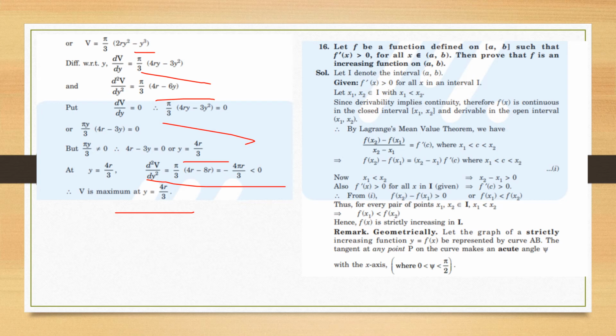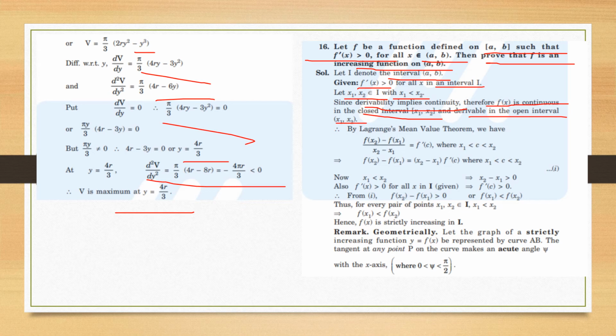Let f be a function defined on AB such that the first derivative is 0 for all x belonging to AB, then prove that f is an increasing function on AB. This question can be done by using LMVT. Let your interval AB be denoted by I. For x1, x2 belonging to I with x1 less than x2, the point x1 is smaller than x2. Derivability implies continuity, meaning if the function is differentiable, it is continuous. So f(x) is continuous in the closed interval [x1, x2], and differentiable in the open interval (x1, x2).